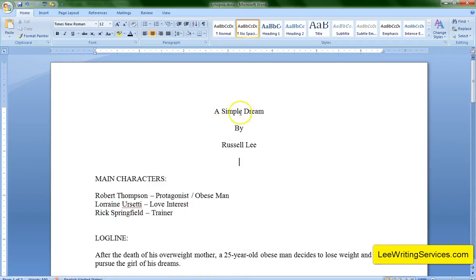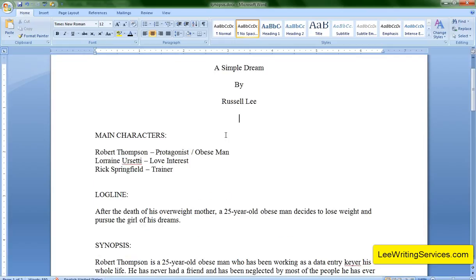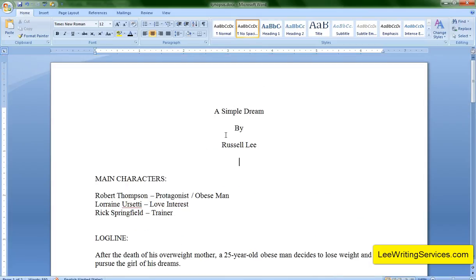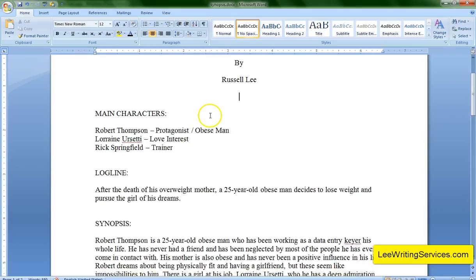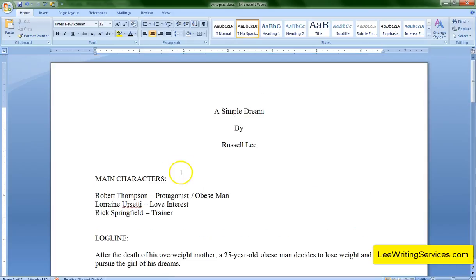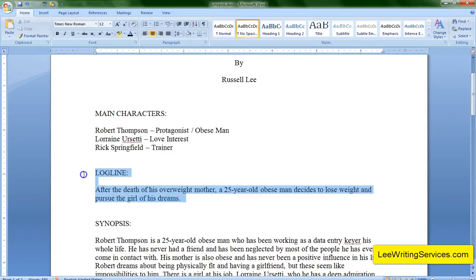This is A Simple Dream by Russell Lee. This document doesn't have to be formatted right or anything. This is just for the screenwriter's benefit, the author's benefit. This is to just let them know what their story is going to be about. That way, while they're writing the script, they can go back to this and just look at it, just to make sure they're doing what they originally wanted to do. You know, they're putting in the right scenes, the right characters, the story's matching the log line and the synopsis, which we'll get into in the next video. But in this video, we're just going to focus on the log line.